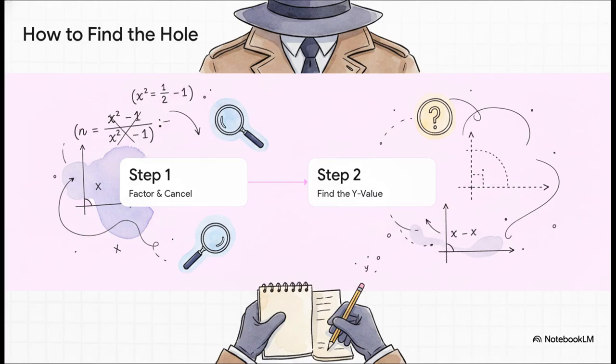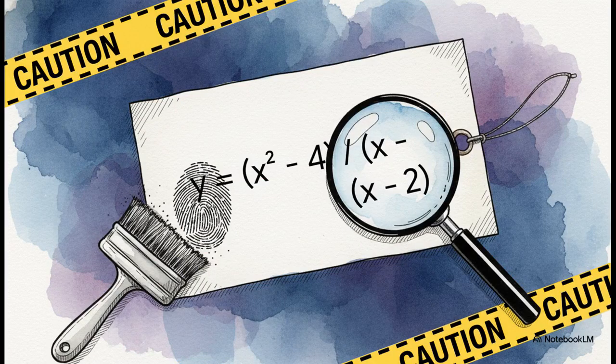So, how in the world do you find something that's invisible? Well, lucky for us, we've got a super reliable two-step method. It's like our standard issue detective kit for these cases. First, we're going to do some factoring and canceling. Then we'll use the clues we find to pinpoint the exact y value of that missing point. Okay, let's head to our first crime scene.